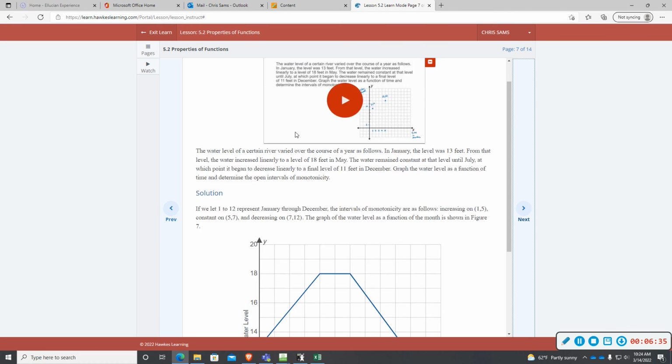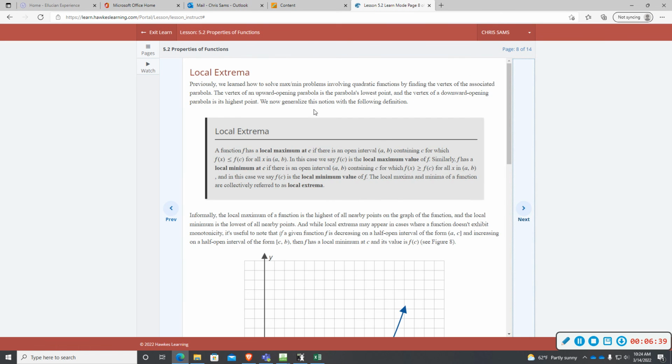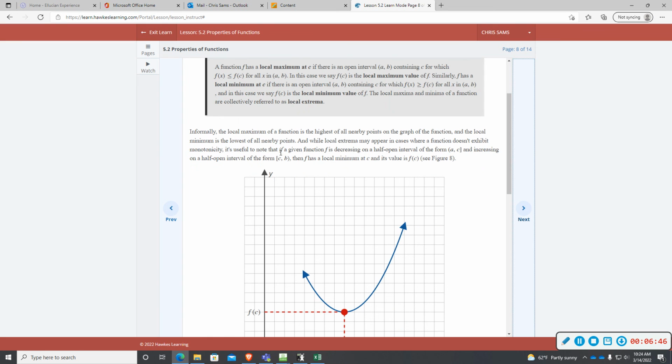So that's what this means. And then we have some modeling. Good examples always to look over those. And then we have local minimum, local maximum, and different extrema.